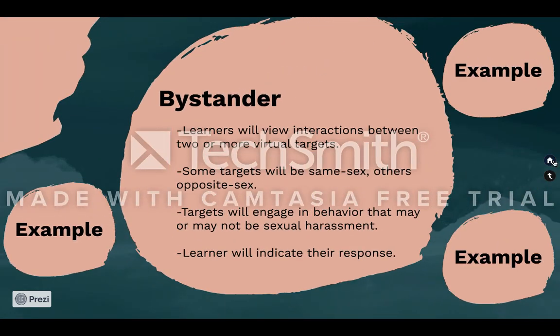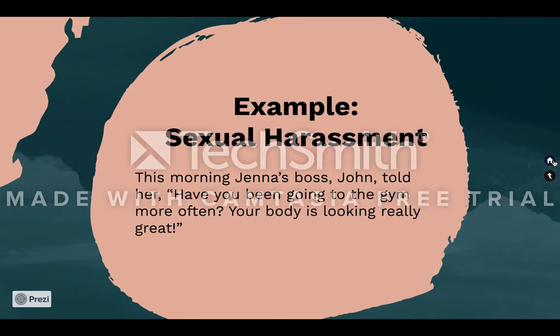And then finally, one more example. Again, sexual harassment. This morning, Jenna's boss, John, told her, "Have you been going to the gym more often? Your body is looking really great." A compliment that some people may not think is sexual harassment, but in the workplace, anything along these lines is definitely not appropriate. So in this case, again, the learner would be watching this interaction occur and then would have to make decisions about the appropriateness of the behavior and their reaction.